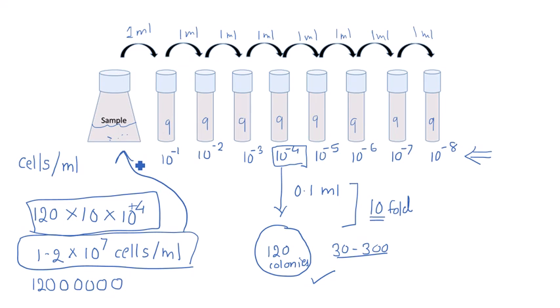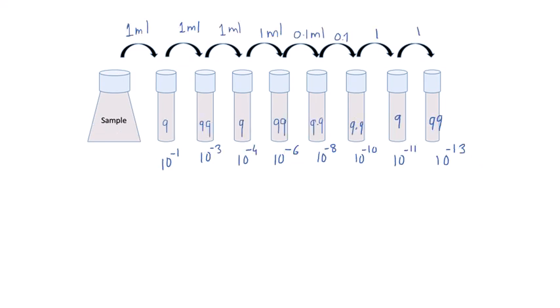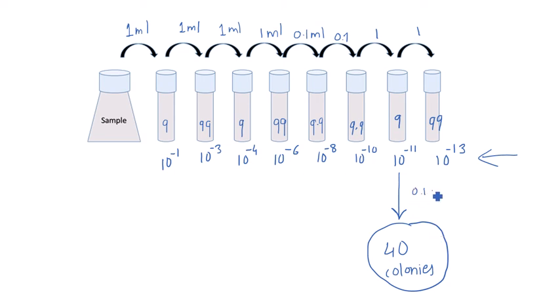Let's take one more example. Here again I have serial dilutions done for you, and you have your dilution factors already calculated for each of the tubes. And say you're taking the sample from tube number 7 here, and you have 40 colonies on the plate. Again, it is acceptable because it's between 30 to 300. And remember, we always plate 0.1 ml.